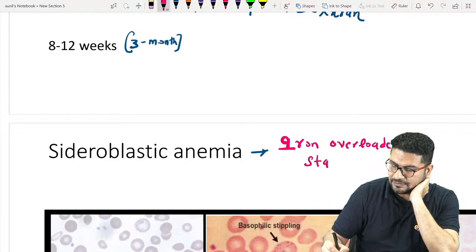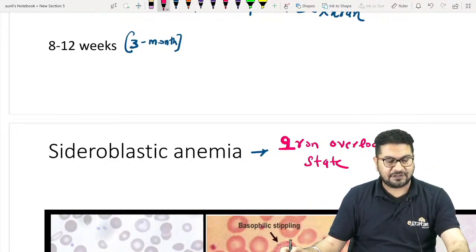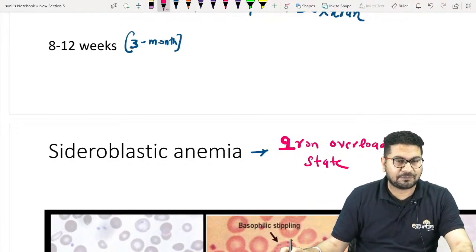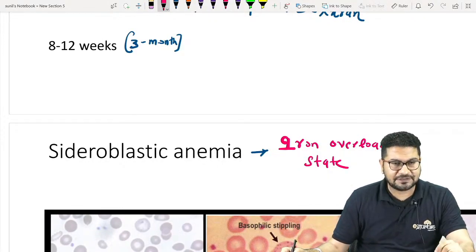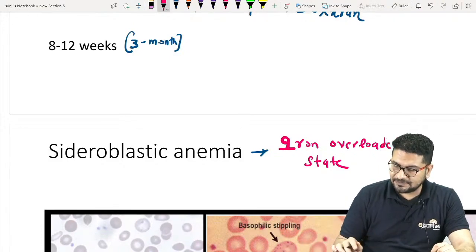The body has a lot of iron, but this iron cannot be utilized properly. You cannot utilize this iron. So the body is having a lot of iron, but you cannot utilize it. So if I say sideroblastic anemia, what are the causes?